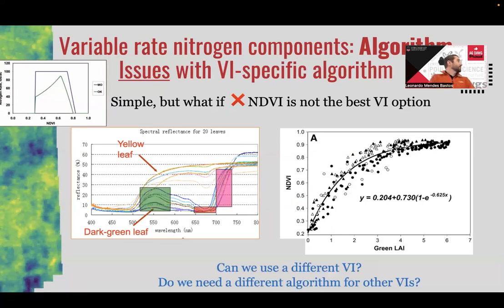So what if we need to use a different vegetation index and use a different band? Like, do we need a whole new algorithm? Yes, if you were using a vegetation index specific algorithm, like the ones I showed you from Missouri and Oklahoma.